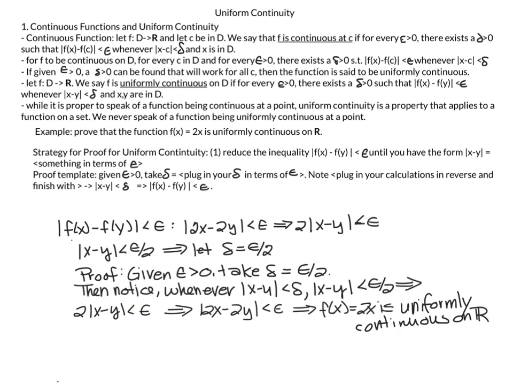And what I get is my proof: given epsilon greater than 0, take delta equal to epsilon over 2. Then notice whenever |x - y| < delta, and now I'm going to plug all this stuff in backwards. |x - y| < epsilon over 2. Multiply everything by 2. 2|x - y| < epsilon, and then |2x - 2y| < epsilon, which gives me exactly what I wanted to show, which was that whenever |x - y| < delta, then |f(x) - f(y)| < epsilon, which I have right here, and therefore f of x equals 2x is uniformly continuous on R.